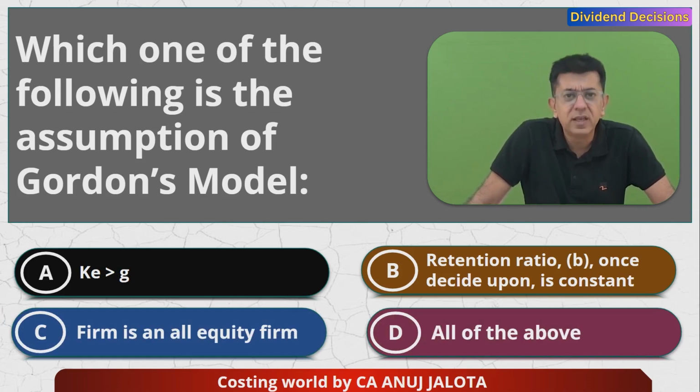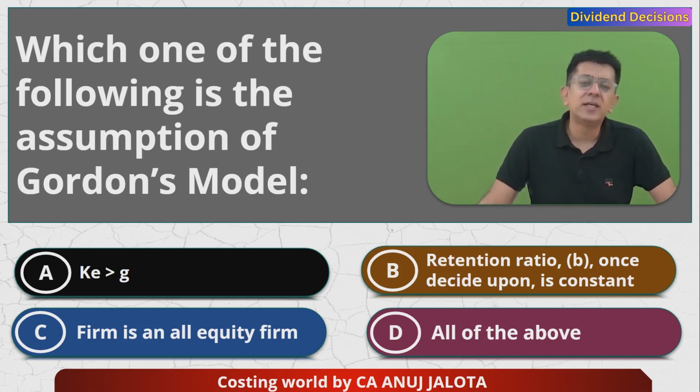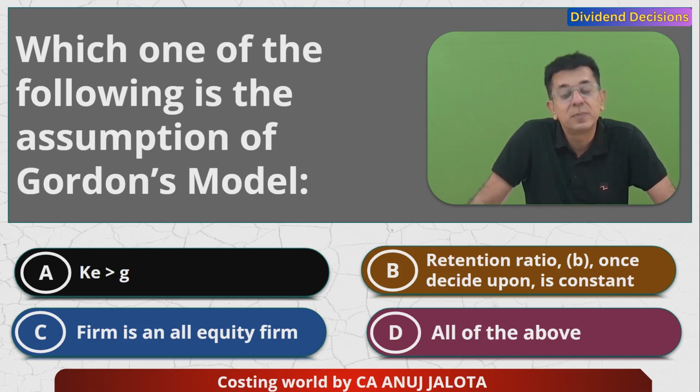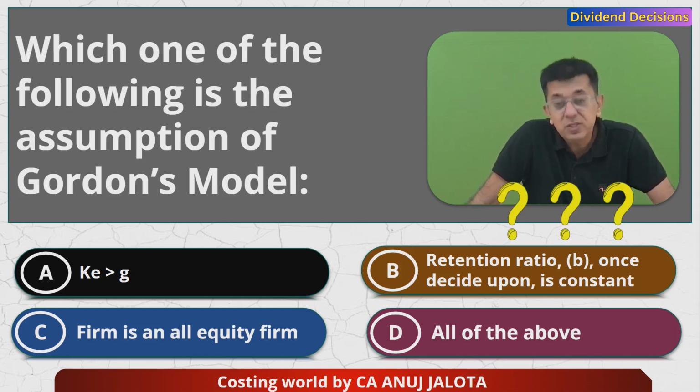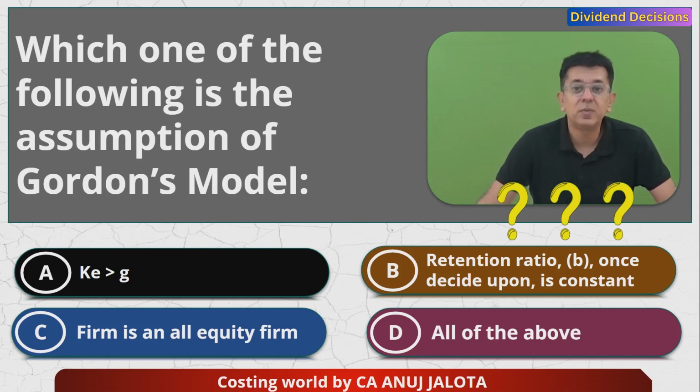Now, Gordon gave us a formula for calculation of KE. He told that cost of equity is dependent upon the dividends that are expected by the shareholders. In case you all know the answer, this is the time to be commenting, please.